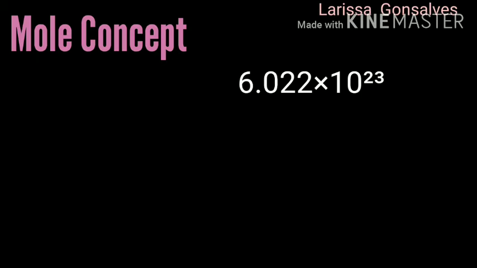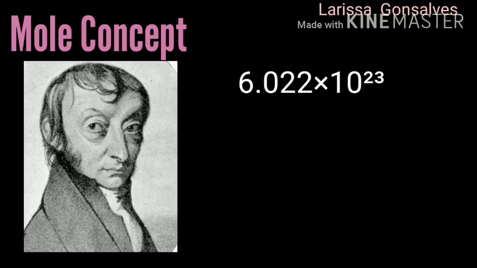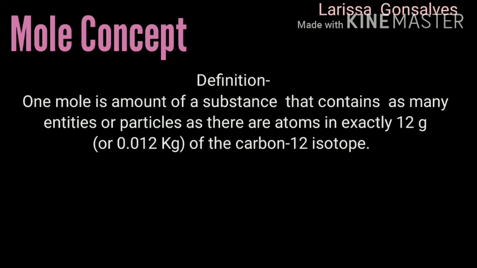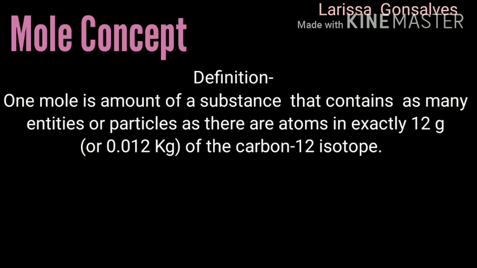6.022 into 10 raised to 23 is a fixed number and it is given by Avogadro. Hence it is also called as Avogadro's constant or Avogadro's number. So how would you define mole? 1 mole is the amount of a substance that contains as many entities or particles as there are atoms in exactly 12 gram or 0.012 kg of the carbon-12 isotope.